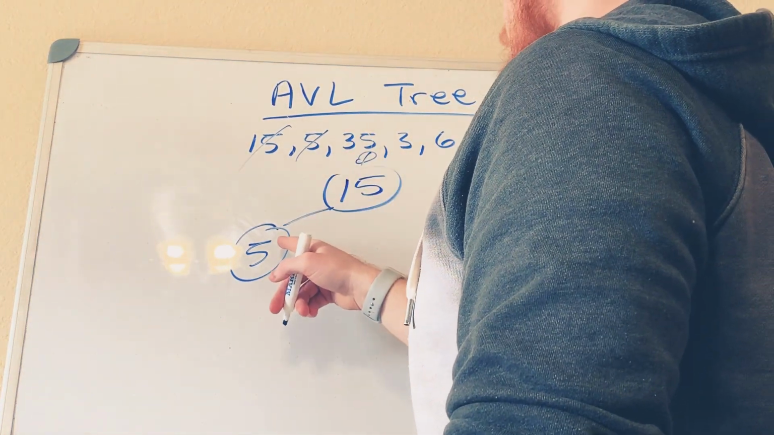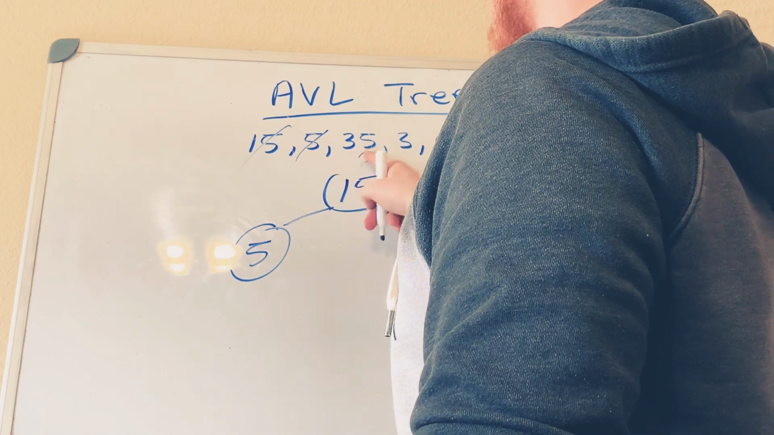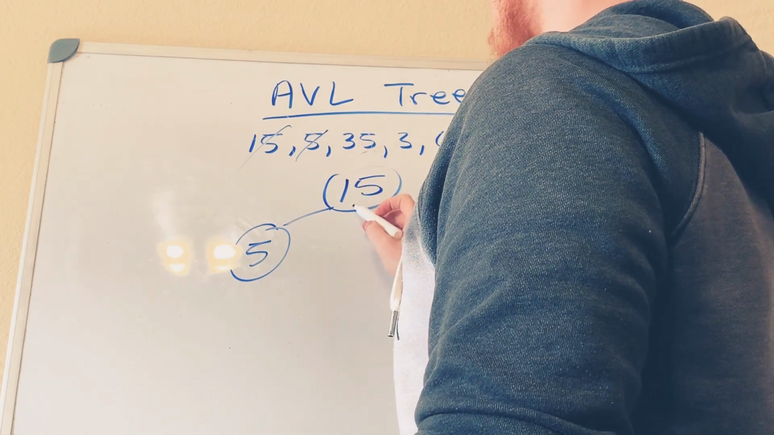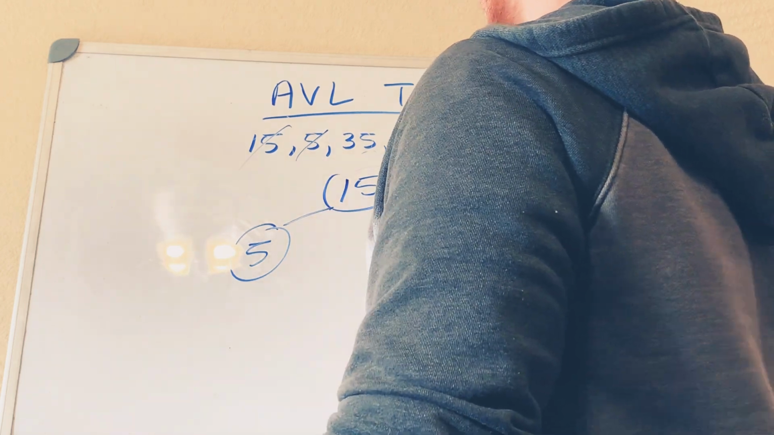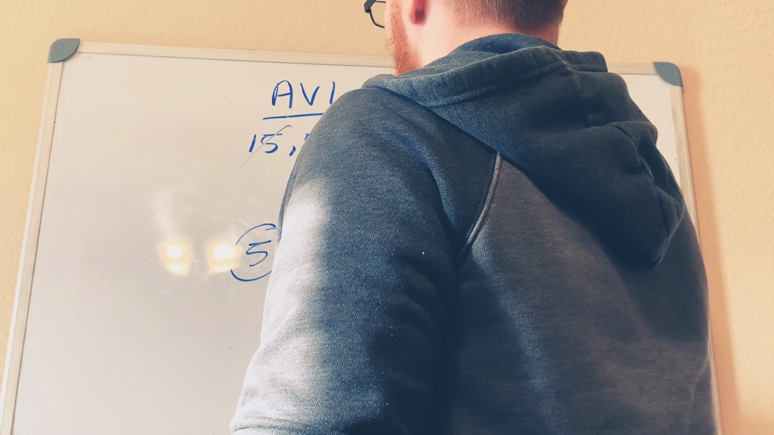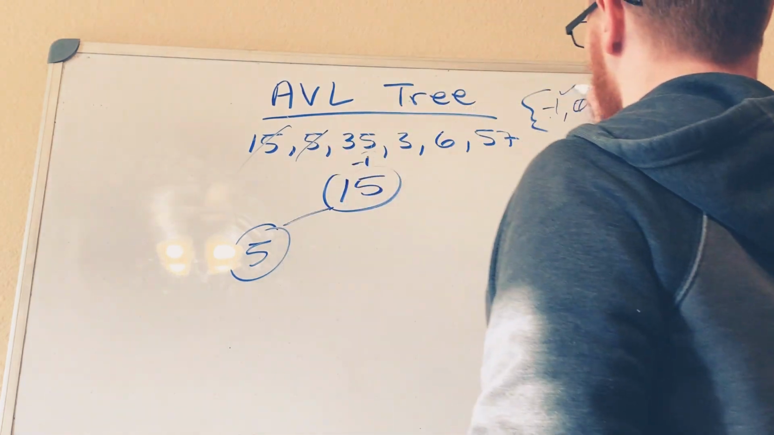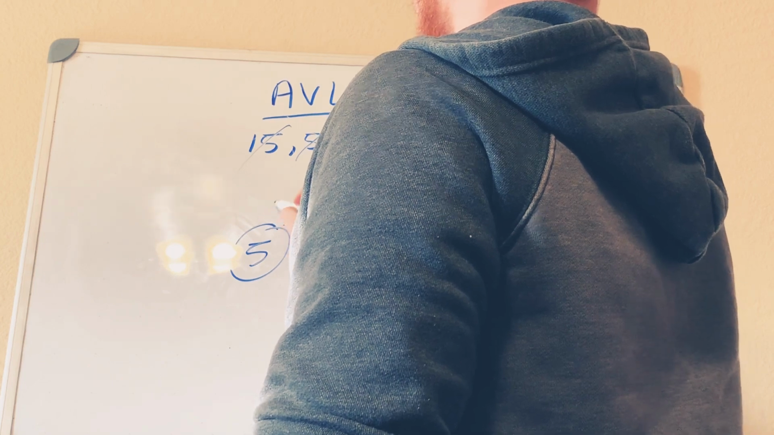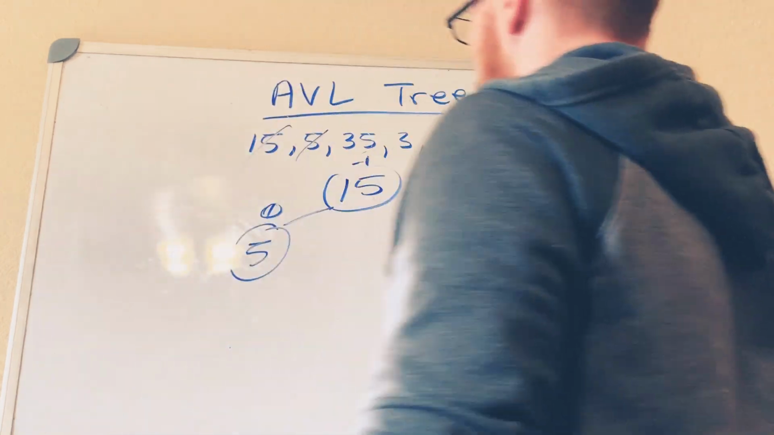Oh, and let's check the balance. So the balance of this guy is going to be 0 on the right and 1 on the left. So it's -1 for the balance, which is okay. That's a balanced tree. And then obviously these two guys are 0, so the balance of this is 0.